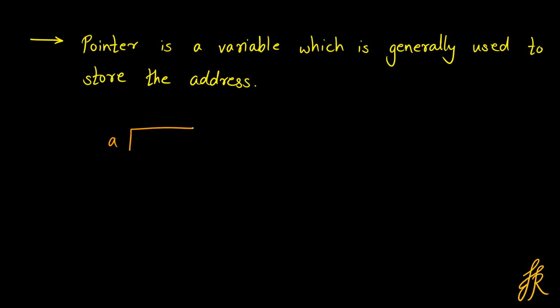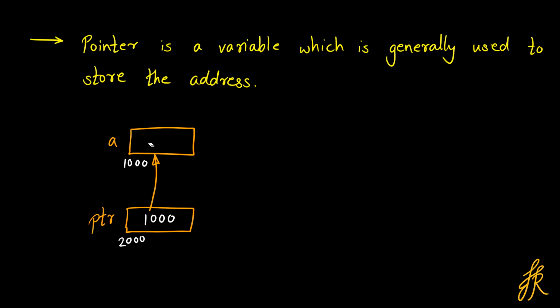Consider this example. A is an integer containing 5 and then PTR is a pointer which is pointing to A. How will it point to A? It will store the address of A. Let's say the address of A is 1000, so it will store 1000. Also PTR will have some address, let's say it is 2000. So you got the point. A pointer is a variable which is generally used to store the address. PTR is a pointer variable containing 1000, and 1000 is the address of this integer.